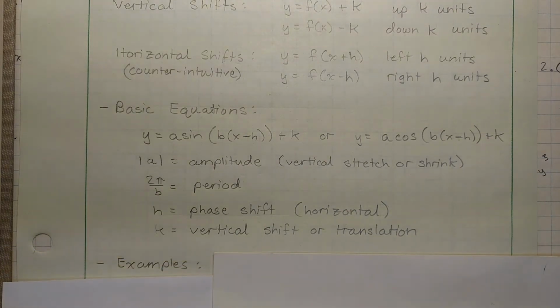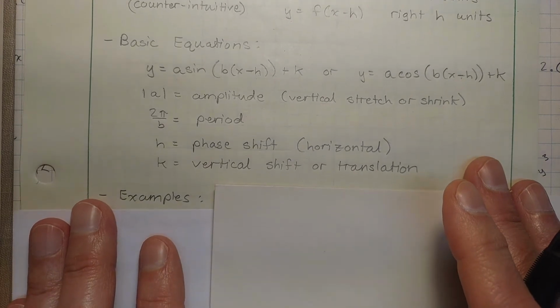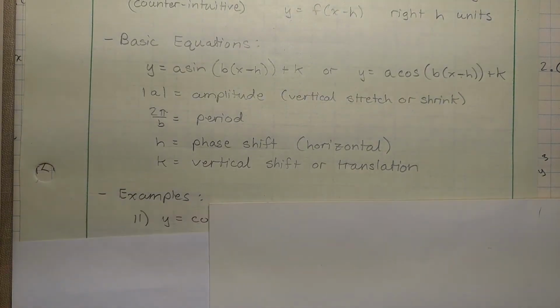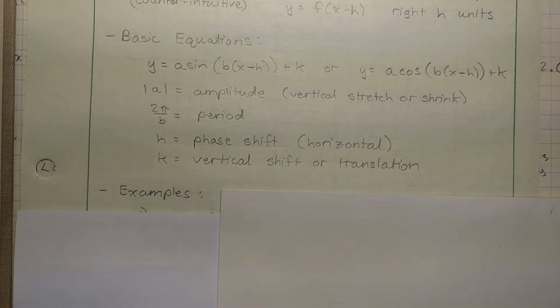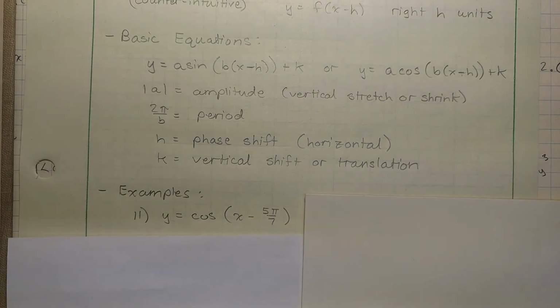All right, let's look at some examples of how we're going to do this. Like I said, this is similar to what you've done before. It's just doing it now with trig functions. If we look at number 11, it tells us that we have the cosine of x minus 5 pi over 7. In each example here, it asks us to determine the h, which is the horizontal shift or the phase shift, and then describe each. In other words, describe it in the language of translation.